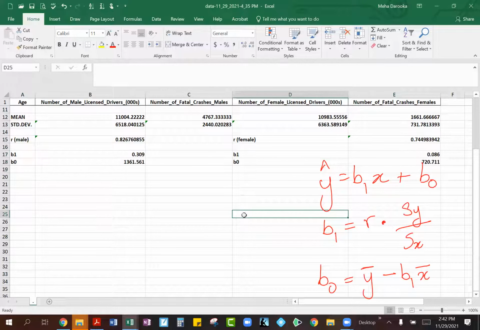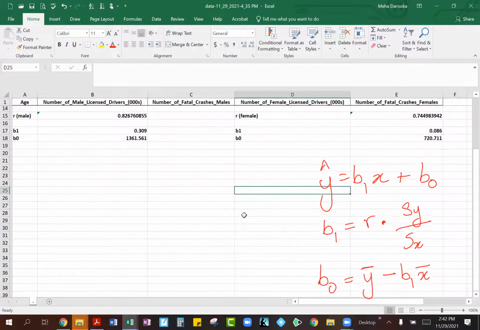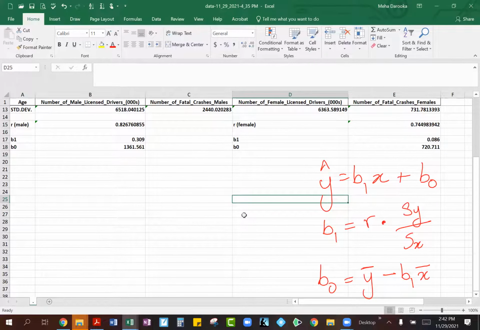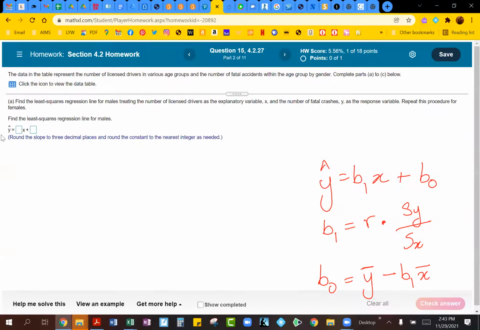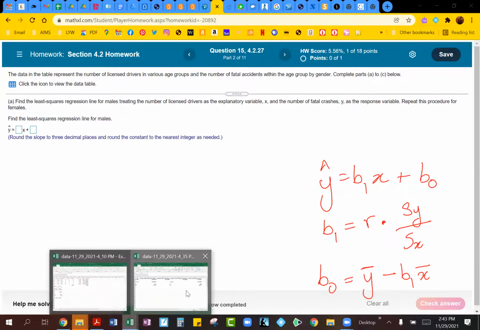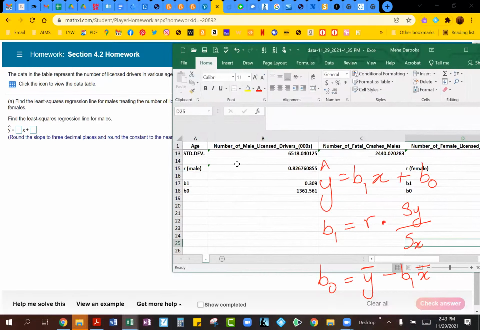And just look at those B1 and B0 values between the male and the female drivers. Those numbers are significantly smaller on the female driver side as compared to the male driver. So now let's go ahead and put all of this in. So we're starting out with the males first.